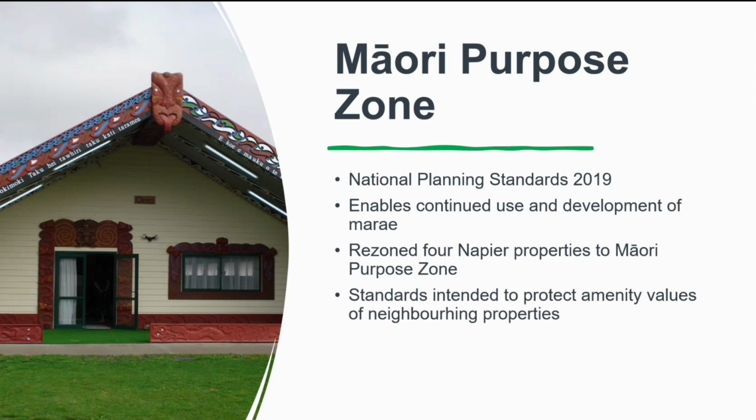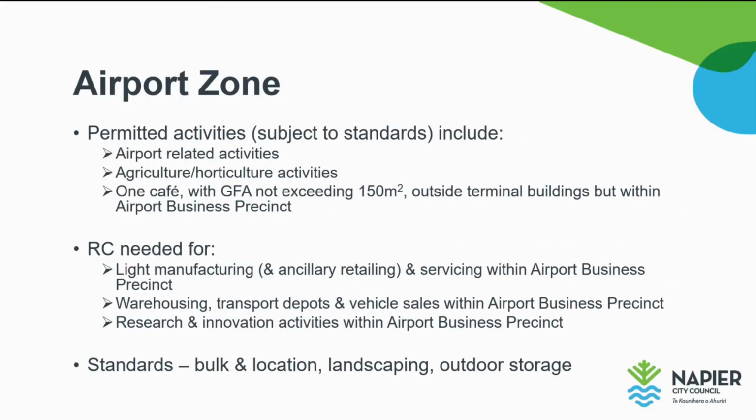effects of stormwater runoff. The airport zone operates alongside other overlays and designations in order to provide for the operational activities of the Hawke's Bay Airport. The zone provides for a number of permitted activities subject to standards. These include airport-related activities, agriculture and horticulture activities, and one small cafe located outside of the terminal buildings. Airport-related activities including airport terminals, catering and preparation of food, vehicle parking and storage, rental vehicle activities, administration and offices, freight and luggage facilities, among other things.